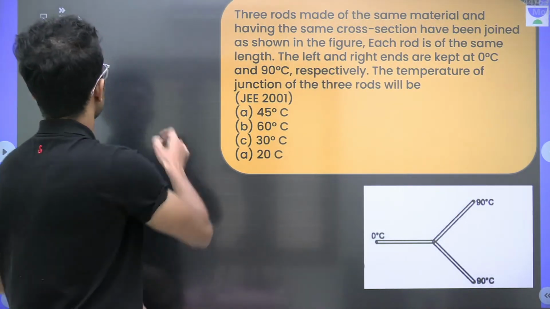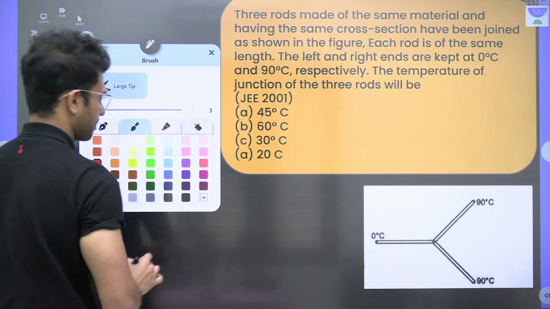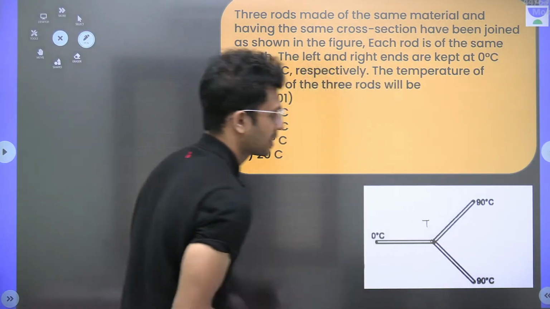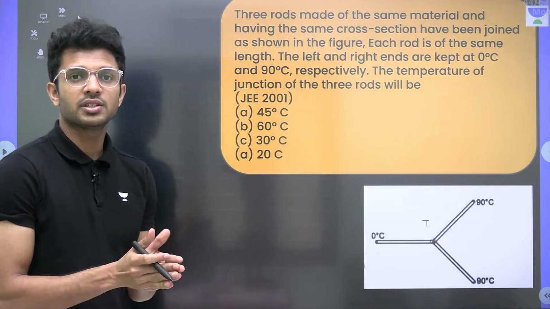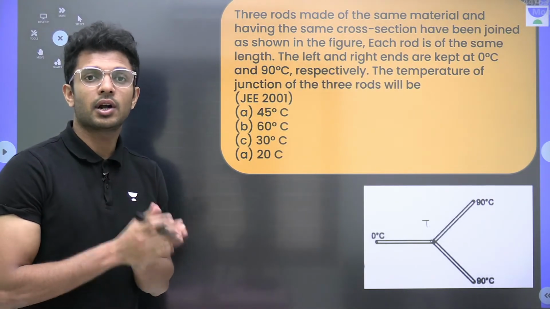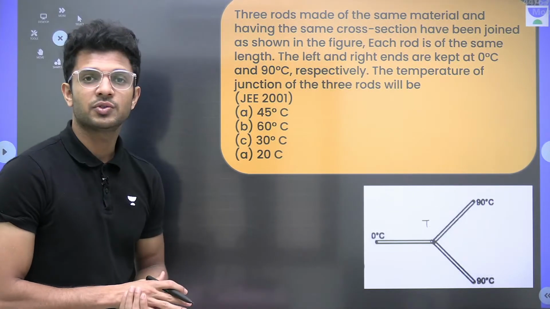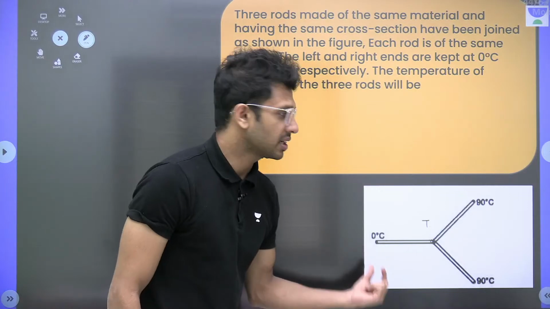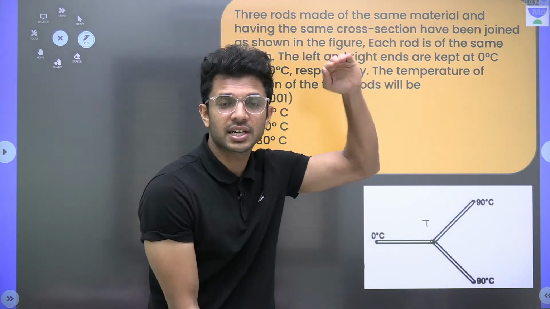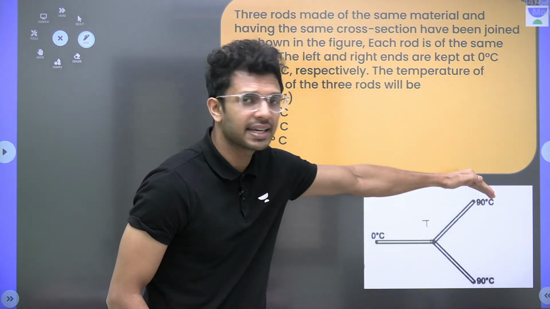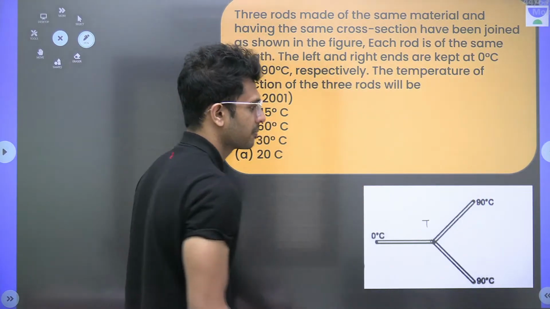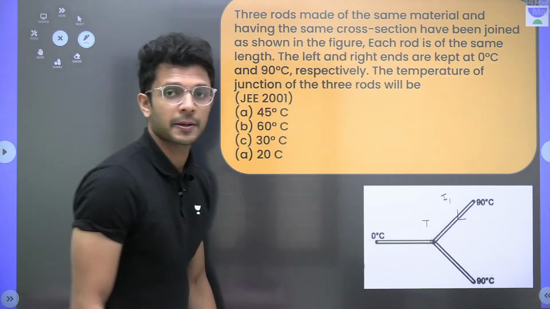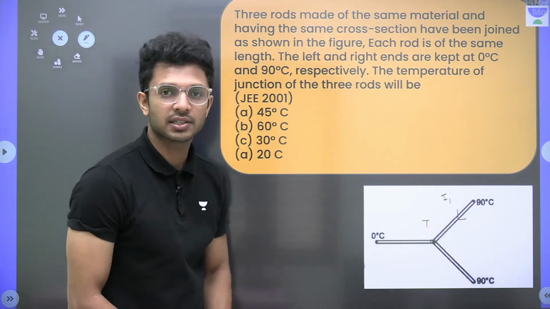We need the temperature of the junction of the rods. First we look into the simple concept by which we can do this problem. Here there is a lower temperature, here a higher temperature. So what will happen? From the higher temperature, the heat energy will start flowing. Let me say the heat energy flowing is I1 from 90 towards the junction.